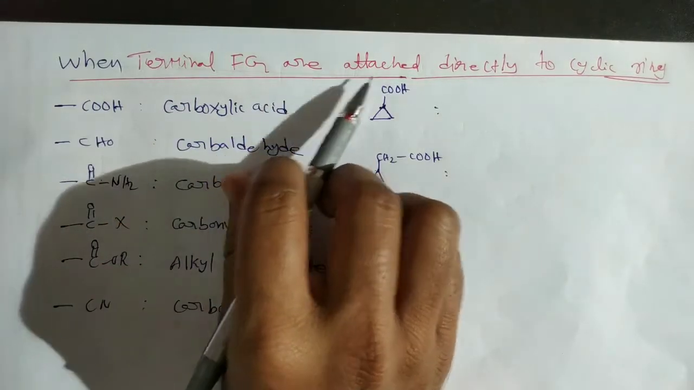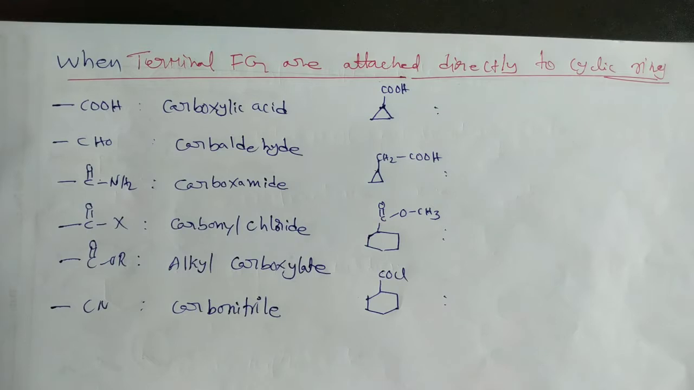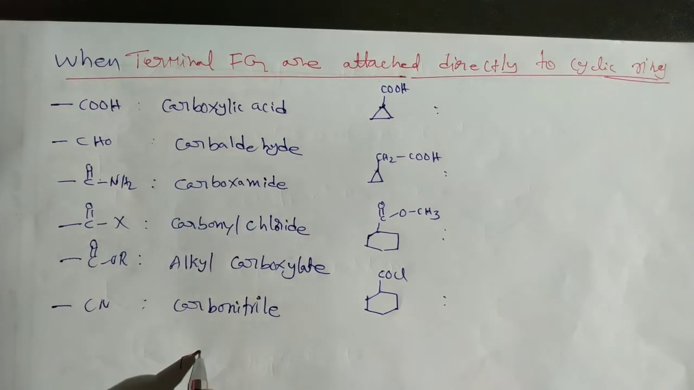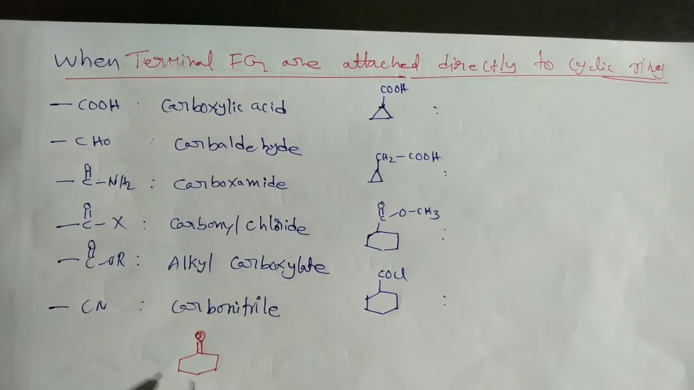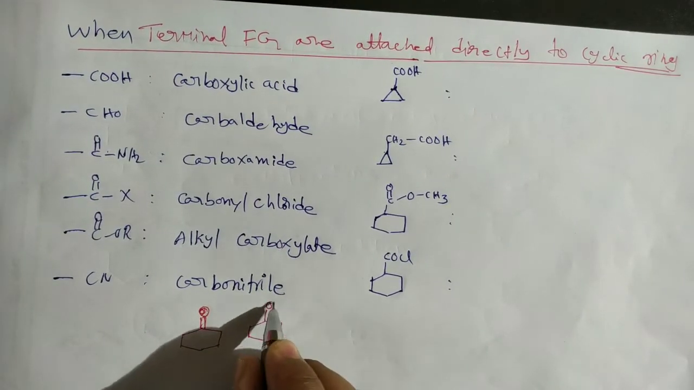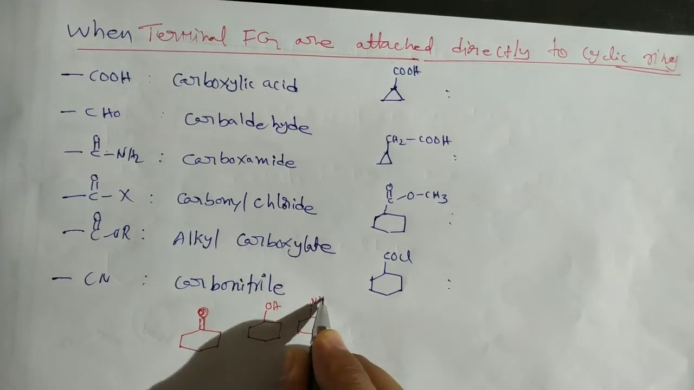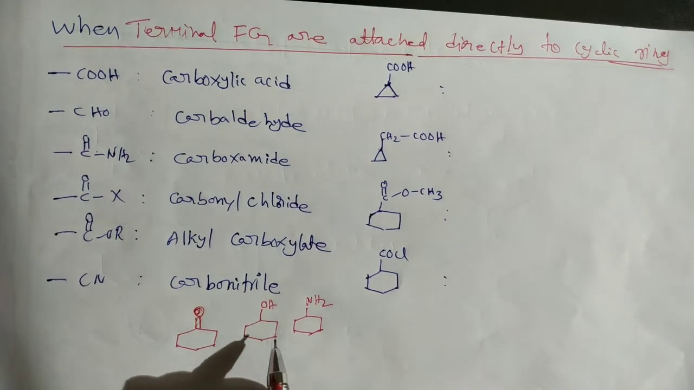When terminal functional groups are attached directly to the cyclic ring, that means a terminal functional group: aldehydes, carboxylic acids, amides, acid halides, esters, cyanides. All these are terminal functional groups. You know that if a ketone is directly attached, the ketone group can be included in a cyclic ring. It is a cyclohexanone. And if an OH group is directly attached to the cyclic ring, that is a cyclohexanol. If an NH2 group is attached to the cyclic ring, that is a cyclohexanamine. In this case these are the non-terminal functional groups.